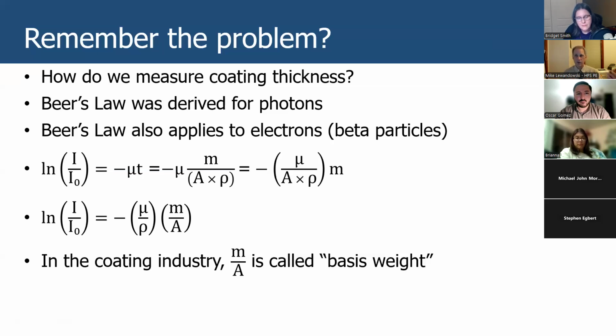Looking at the math, we're going to rearrange it just a little bit so that the natural log of the ratio of intensities is equal to mu over rho. So these are properties of the material multiplied by the ratio of mass to cross-sectional area. In the coating industry, the mass per unit area is called basis weight.